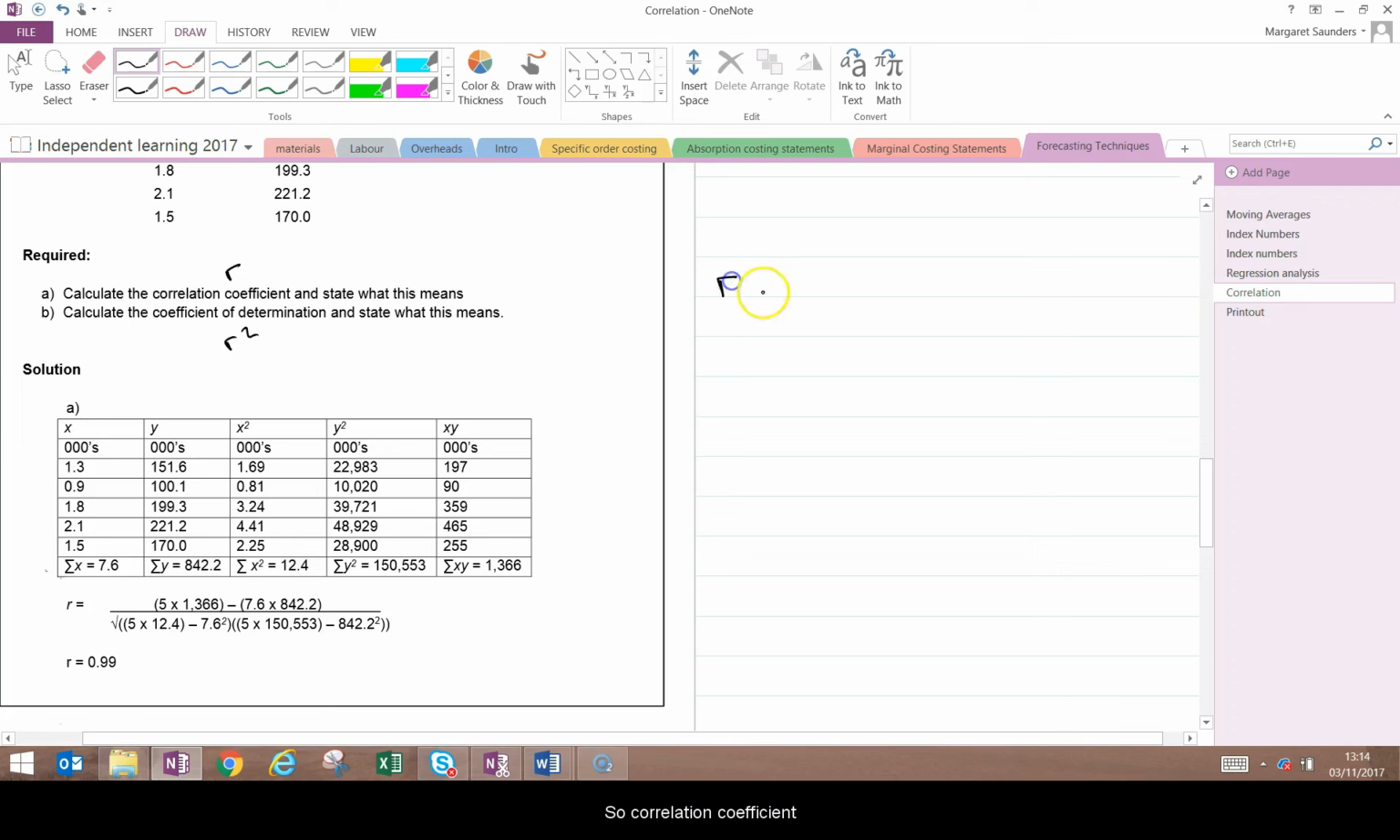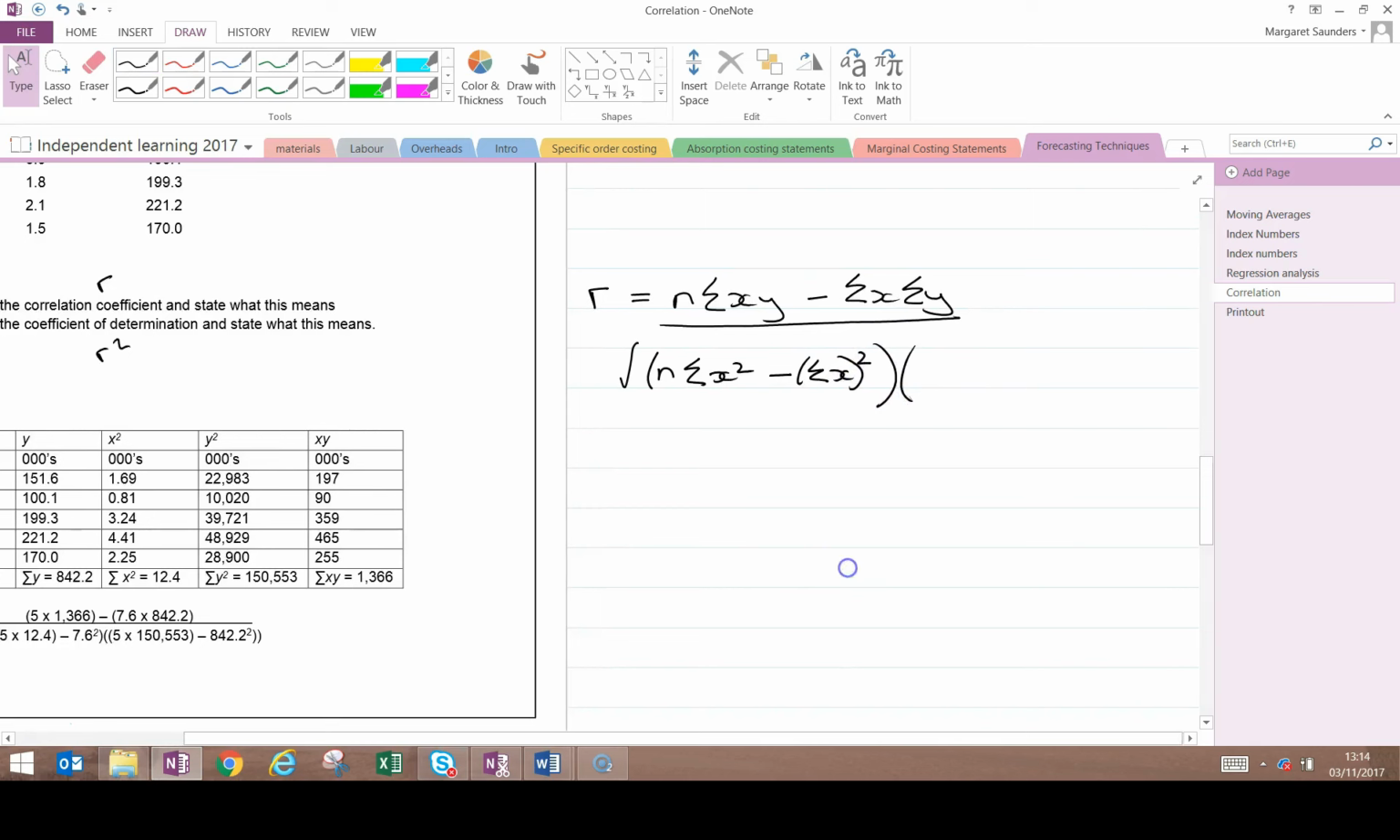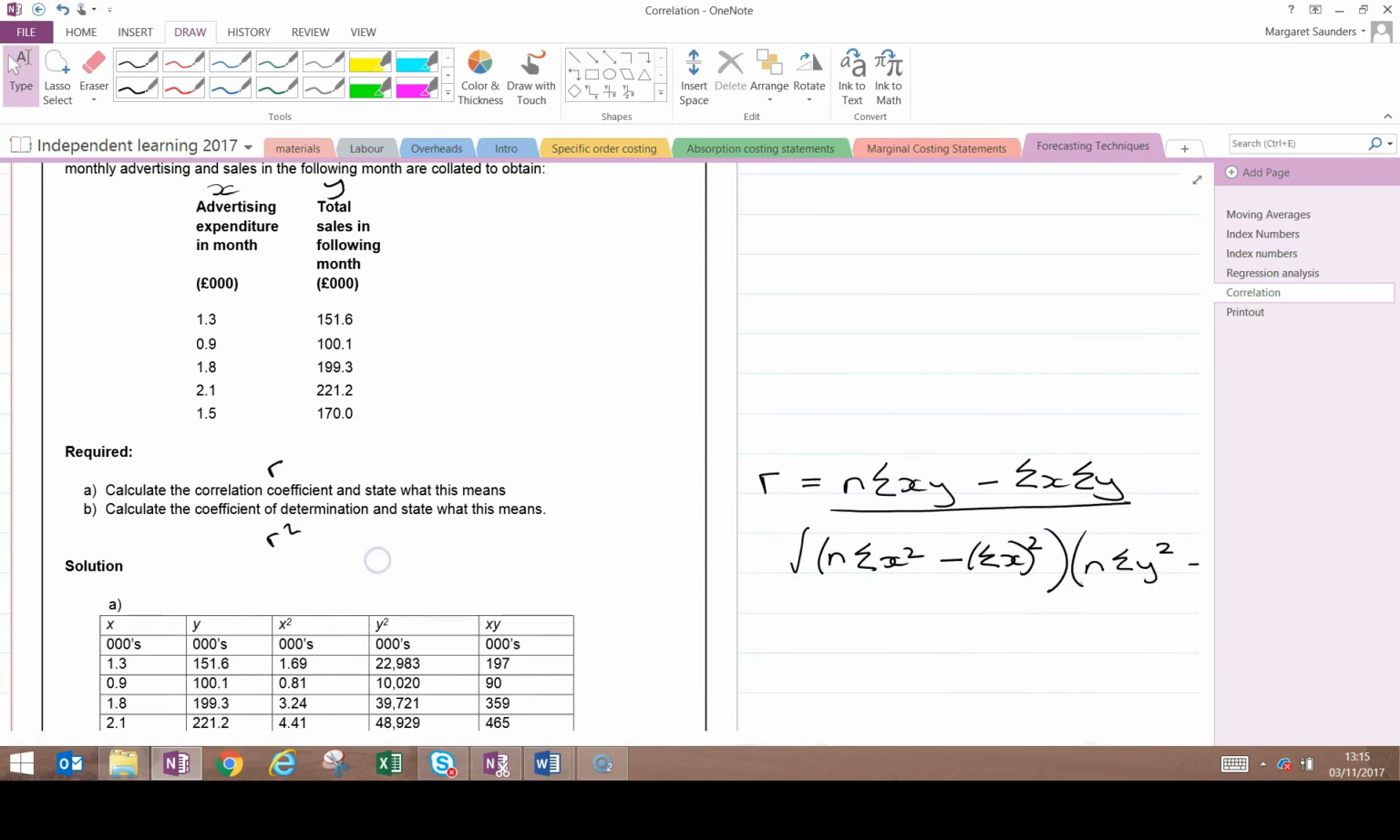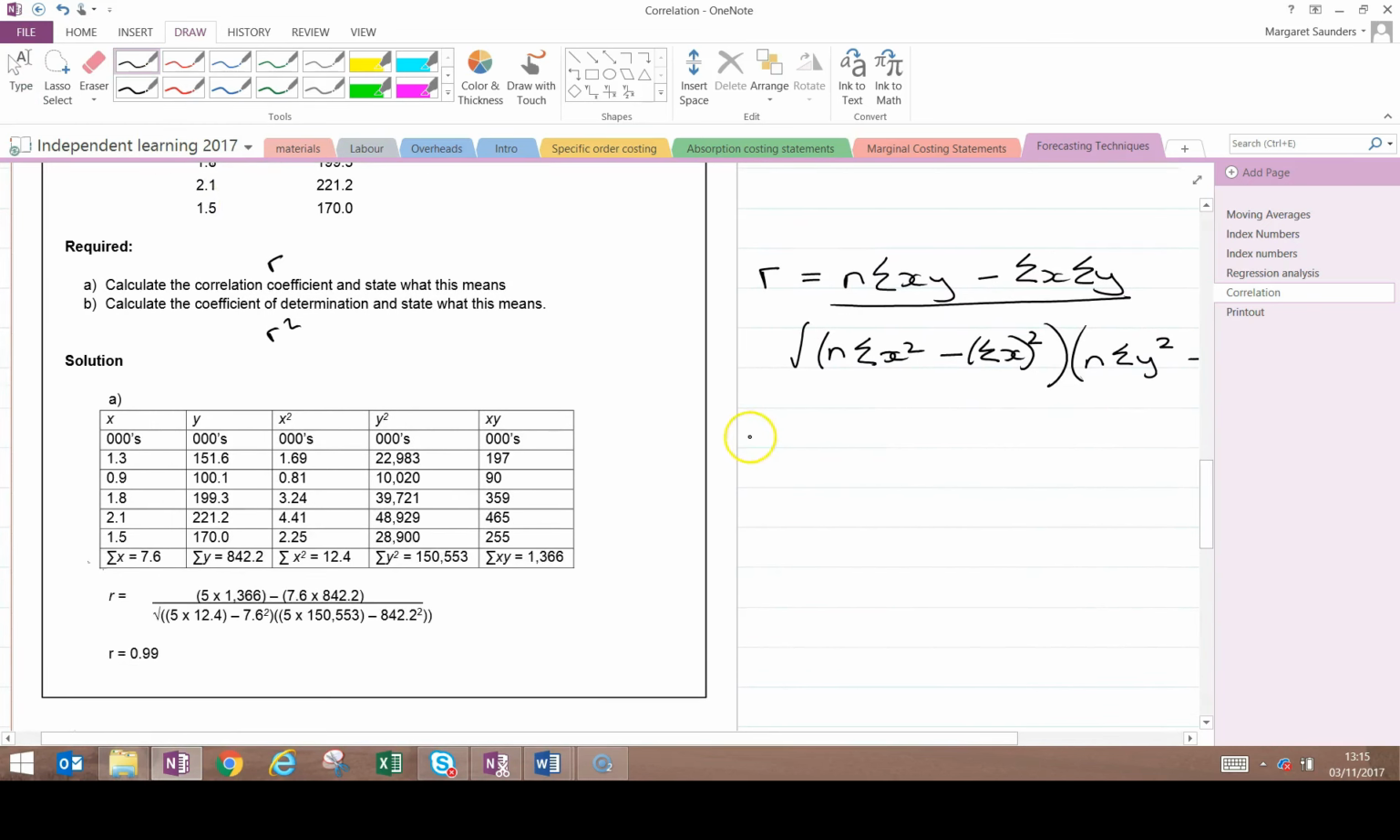So correlation coefficient r is equal to n sigma xy minus sigma x sigma y, divided by the square root of n sigma x squared minus sigma x all squared, times n sigma y squared minus sigma y all squared. n represents the number of sets of data. We've got 1, 2, 3, 4, 5. So n is 5.